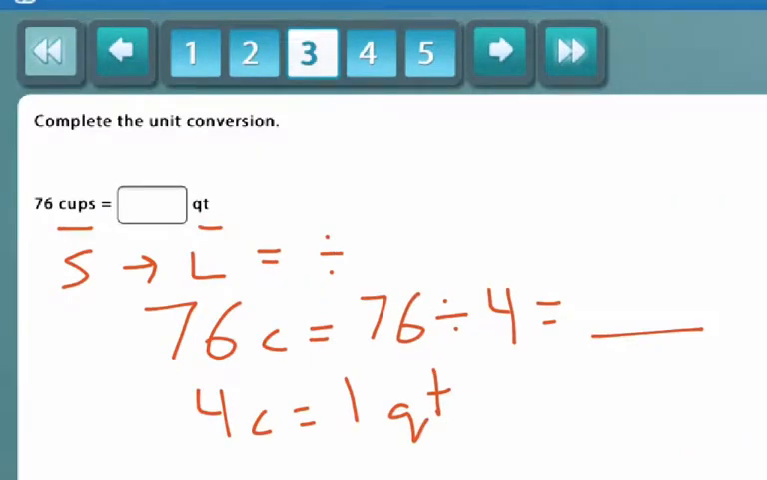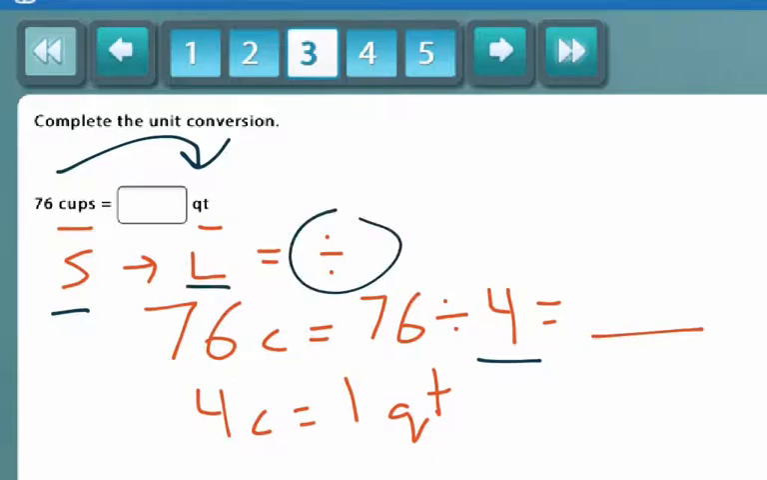For problem number 3, they're asking you to convert cups into quarts. Again, we just learned that there are 4 cups in a quart. So you're going from a smaller unit to a larger unit. It means you're going to have to divide. So divide by a factor of 4. So 76 divided by 4 would equal 19 quarts.